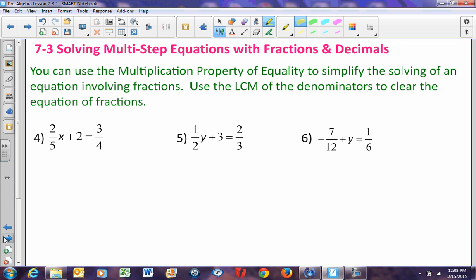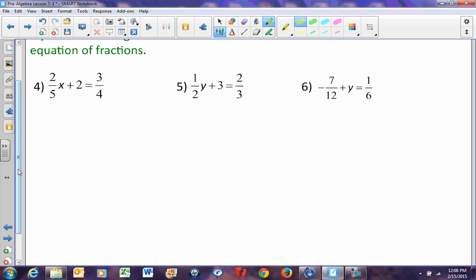We do this by finding the least common multiple of the denominators and multiplying everything by it to clear your fractions. So let's look at this first problem. 2/5 x plus 2 equals 3/4. I don't want to have to find common denominators and do all that other fun stuff. I can do it, but there's an easier way. The common denominator between 5 and 4 is 20, so I'm going to multiply every part of this equation by 20: the 2/5 x, my 2, and my 3/4.